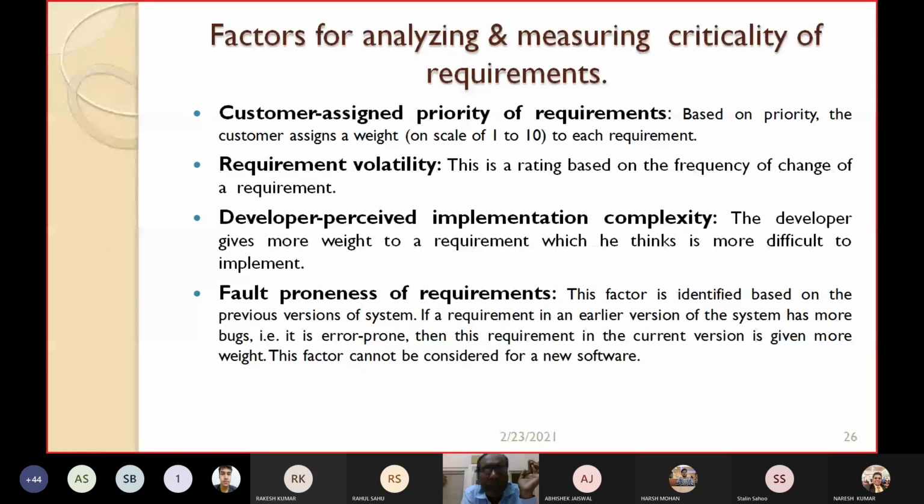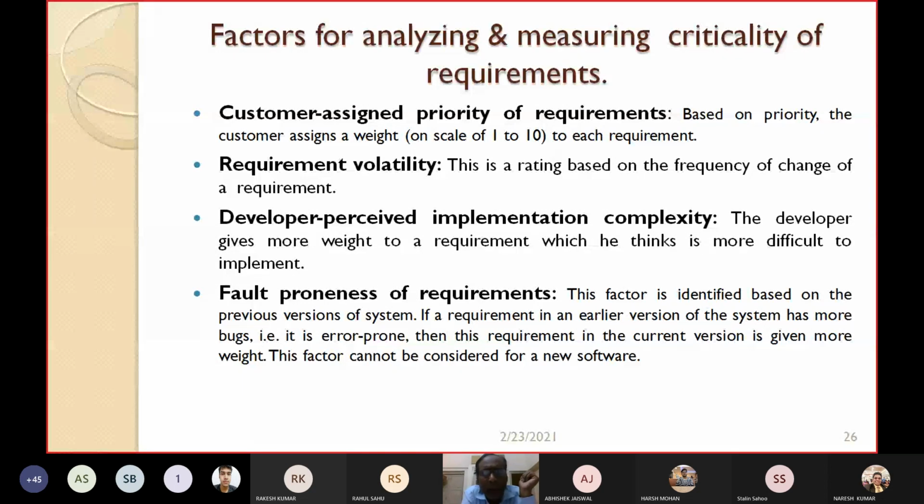Then we will come to the developer side. Developer perceived implementation complexity. All the requirements do not take the same effort by the developer. Some of the requirements are very difficult to implement, very complex, and some are very easy to implement. So now the developer will give some value. The developer gives more weight to a requirement which he thinks is more difficult to implement, so he will give more priority value. If it is very easy, just a small GUI, he may give less priority.